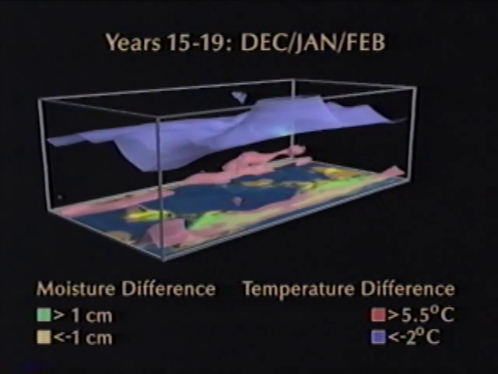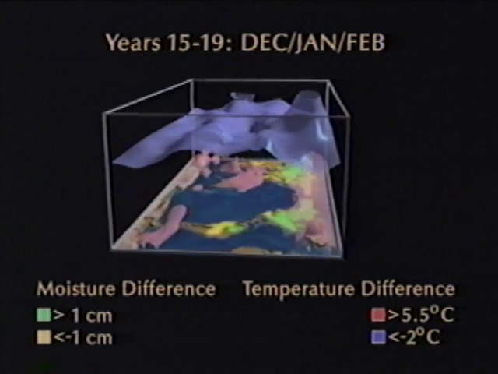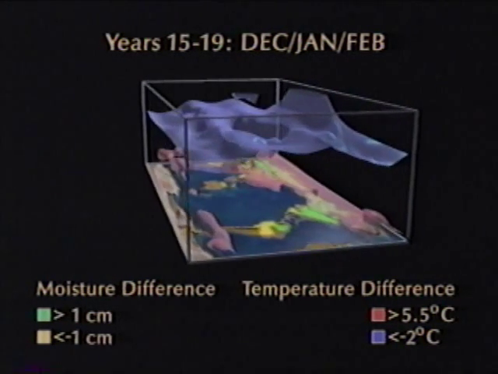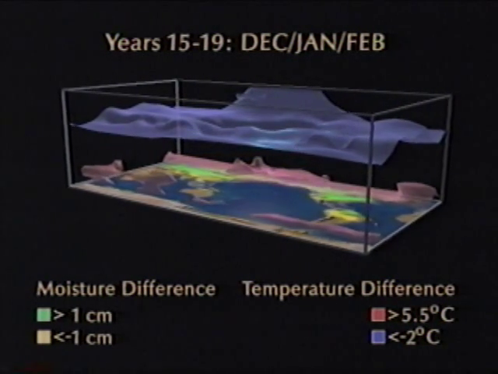Near the North Pole, the greatest surface warming is found just east of Greenland. The winter polar region exhibits the largest warming at the surface because the sea ice boundary has retreated in the warmer climate.